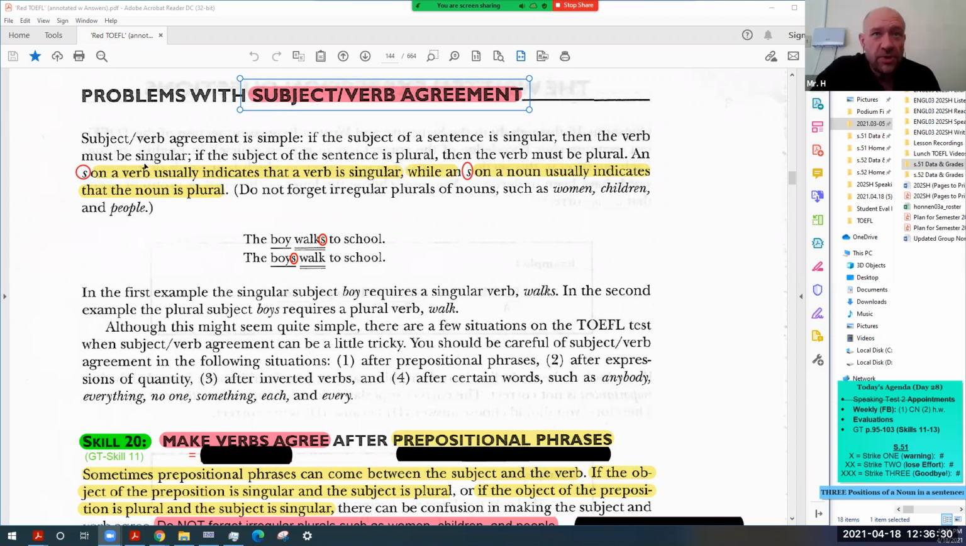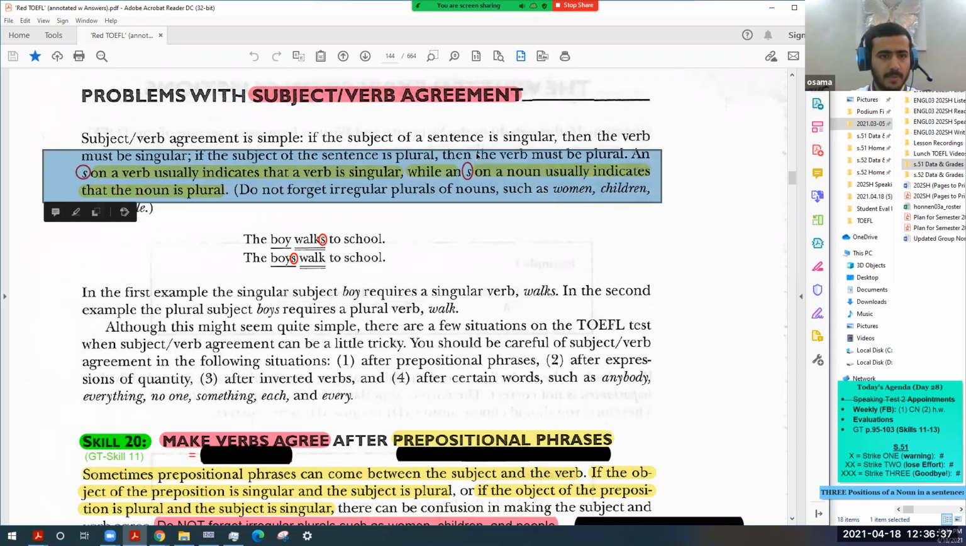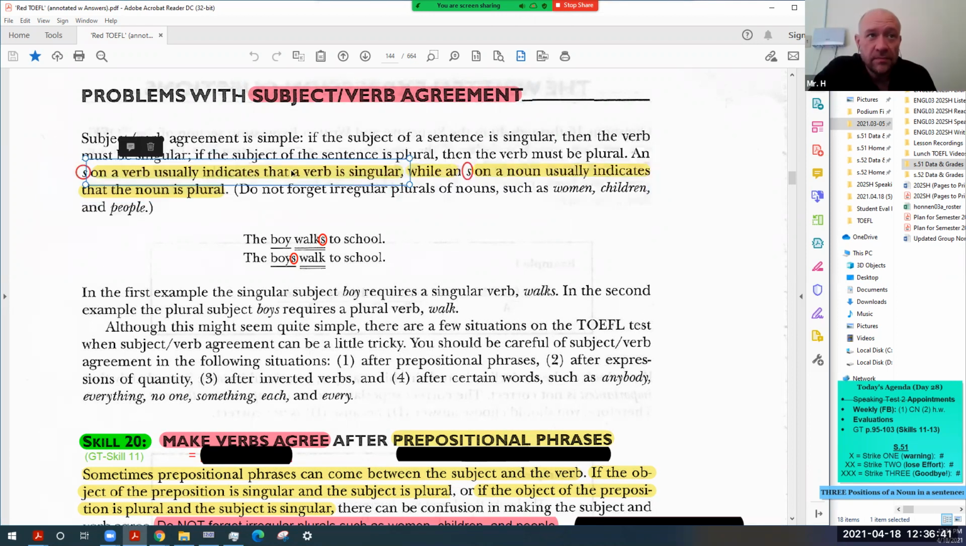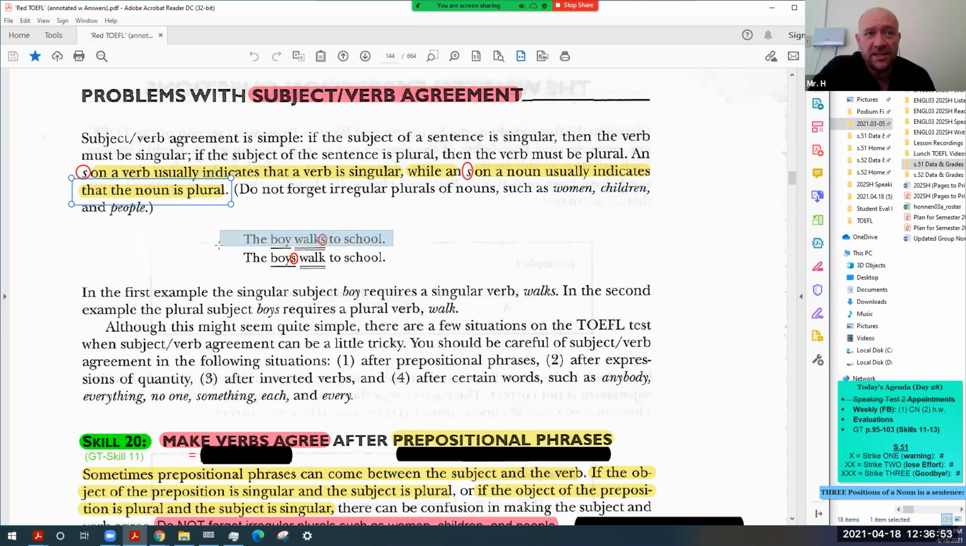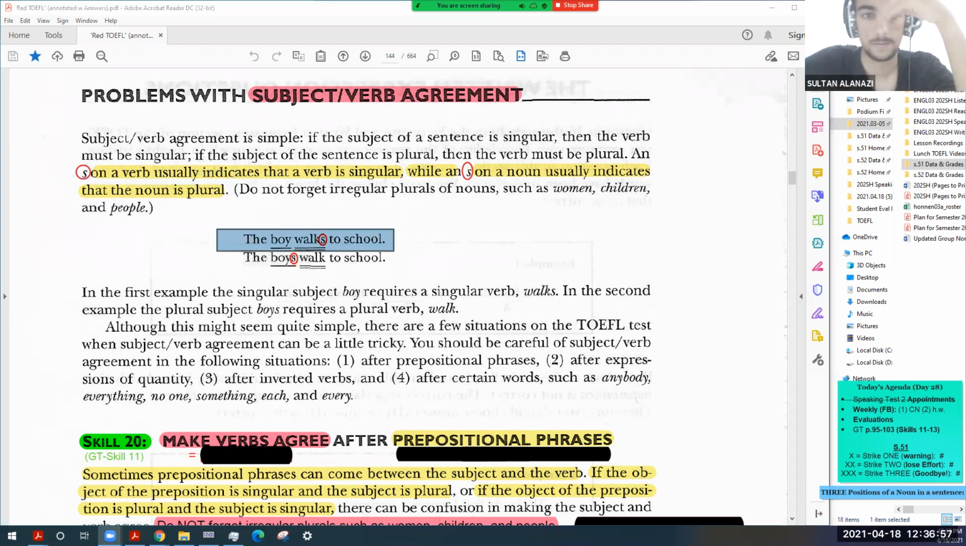Okay, so can you read this here, Osama? An S on a verb usually indicates that the verb is singular, while an S on a noun usually indicates that the noun is plural. Yeah, so of course, which tense are we talking about here? Which tense is this? Present. It's the present, right? The present simple.